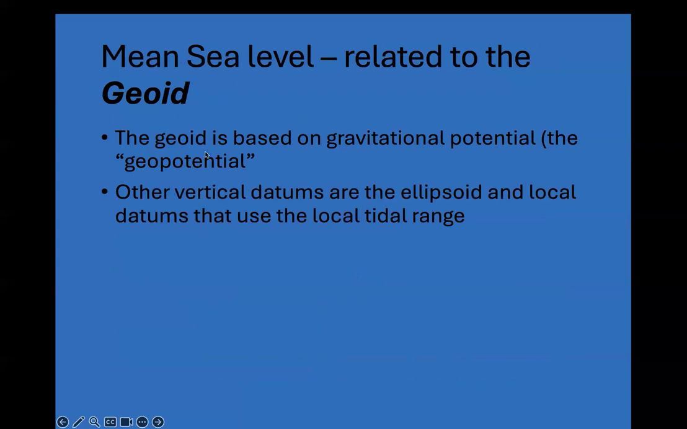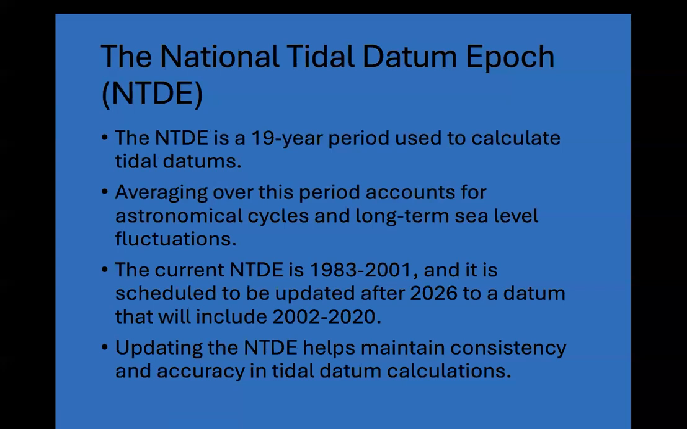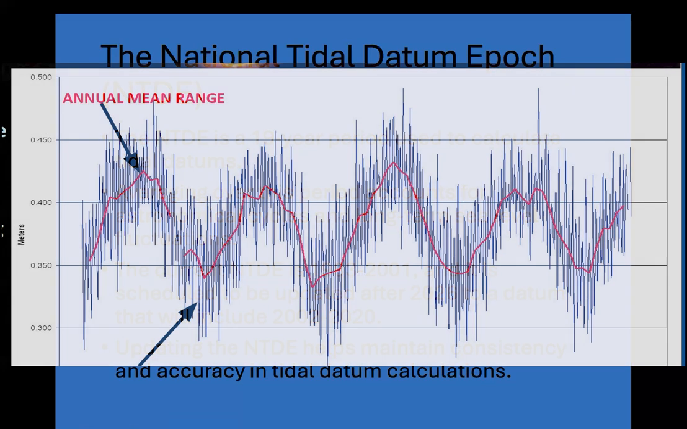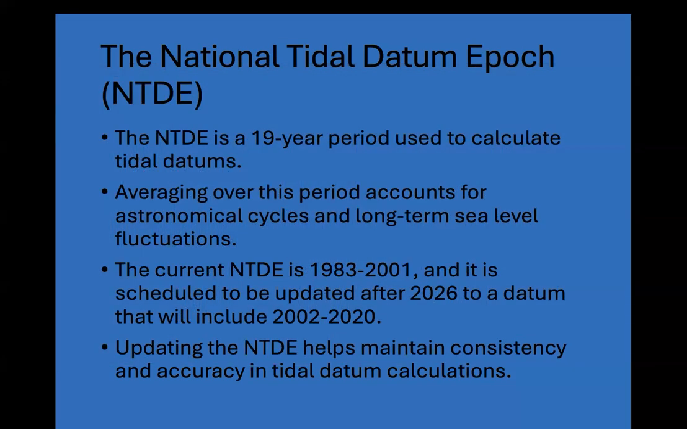It's not the ellipsoid. Now, the National Tidal Datum Epoch is a 19-year period used to calculate tidal datums. Now, you might say, why 19 years? That seems kind of random. It's not. It's actually based on the longest tidal period that we have. There's an 18.6-year cycle with the Earth, Moon, and Sun, which causes a 19-year period in the overall high and low tides in an overall tidal cycle.